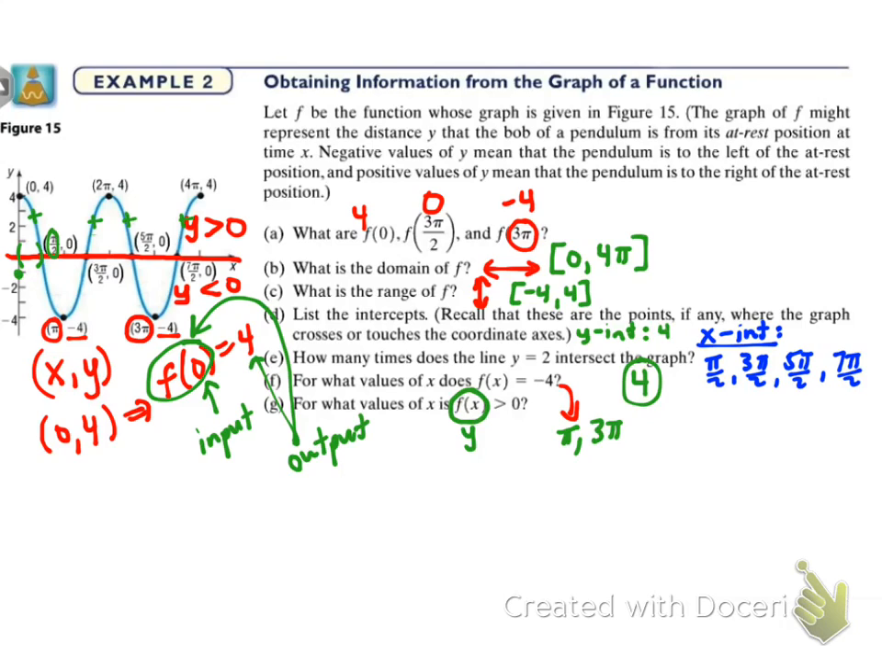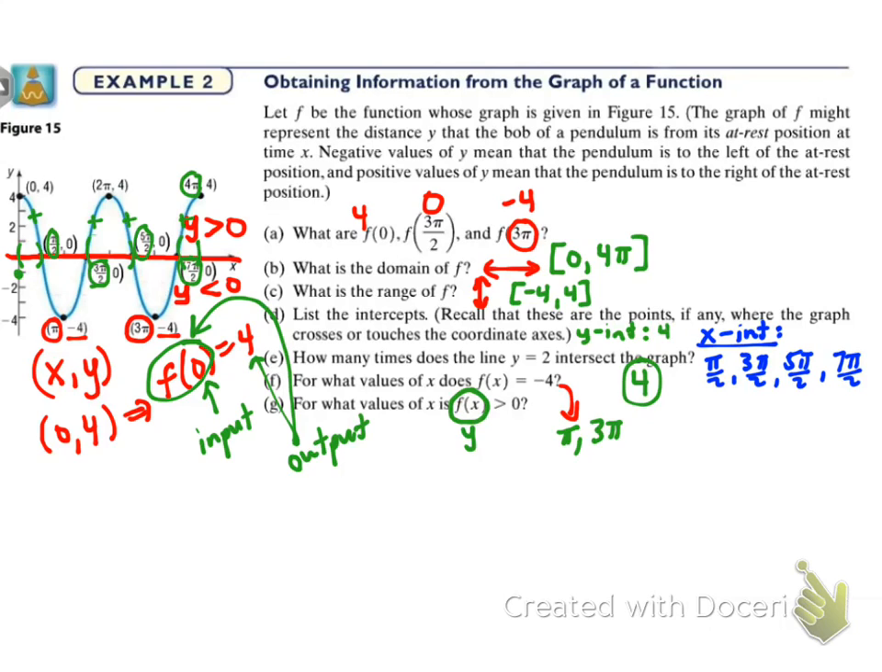And then from the input of 3 pi over 2 to the input of 5 pi over 2, the graph of the function is positive. And then also from 7 pi over 2 all the way to 4 pi, the graph of the function is positive. So it's a lot of stuff written there. Let me just write it all the way down here.